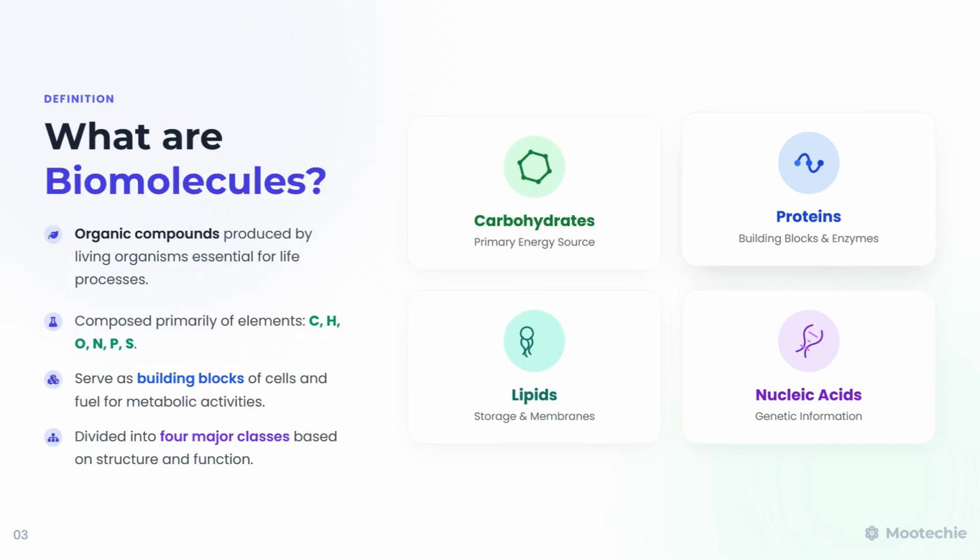What are biomolecules? They are organic compounds produced by living organisms that are essential for life processes. They are composed primarily of the elements carbon, hydrogen, oxygen, nitrogen, phosphorus, and sulfur. They serve as the building blocks of cells and fuel for metabolic activities. And they're divided into four major classes based on their structure and function.